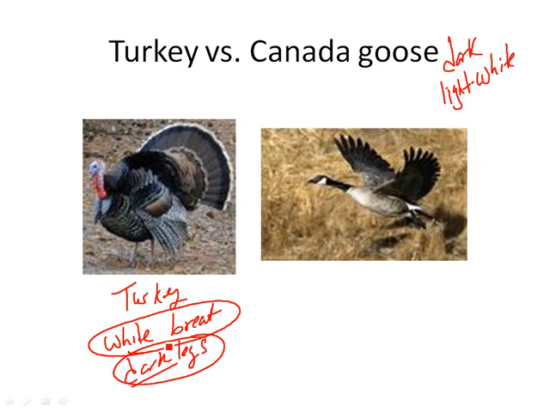Now, a duck or a goose is exactly the opposite. They have a dark breast, and their legs are more of a pink color. They have lighter colored legs. So think about a duck. What does a duck or goose do? They fly for long, long distances. These are the migratory birds.